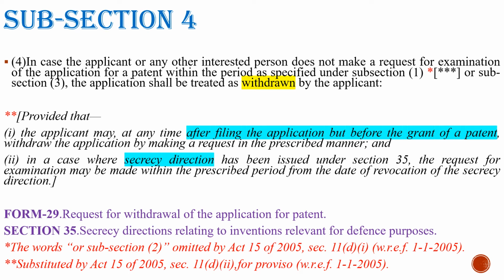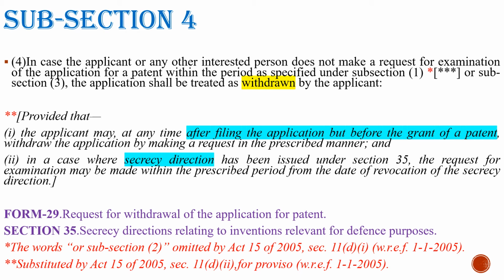And within the square bracket you can see this indicates the words or subsection 2 omitted by Act 15 of 2005, section 11 subsection D clause 1 with effect from 1st January 2005. And all the words inside the square brackets where double star marks are there have been substituted by Act 15 of 2005, section 11 subsection D clause 2 for proviso with effect from 1st January 2005.